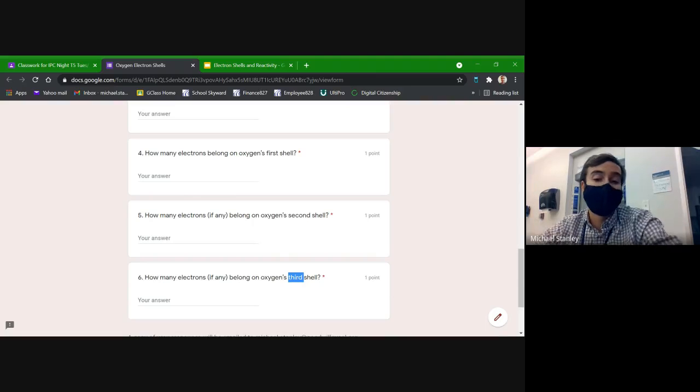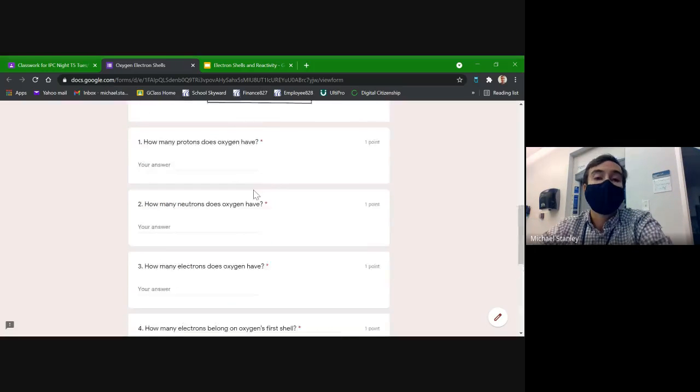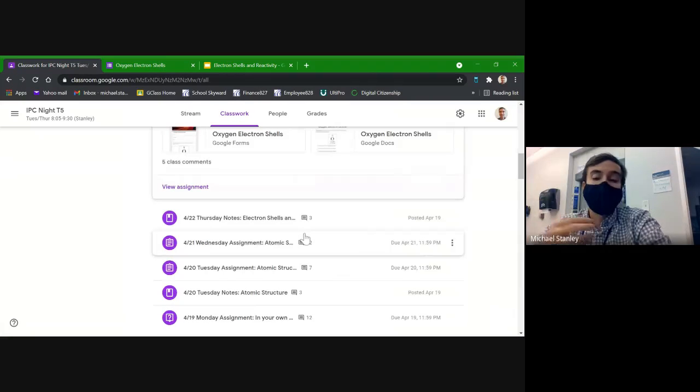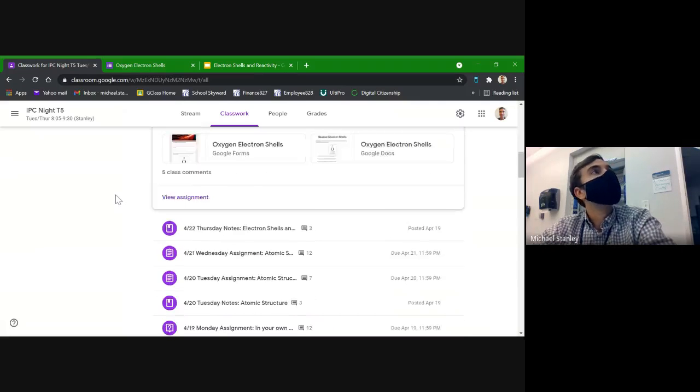Again, you might not need to go to the second shell or the third shell, so you can either write 0 or none if there aren't going to be any on there. But if there are going to be, I just want you to tell me how many electrons. So first shell, second shell, third shell of oxygen, how many electrons are there going to be? So pretty straightforward. Again, those first several questions are stuff that we've been doing for the last couple days anyway.